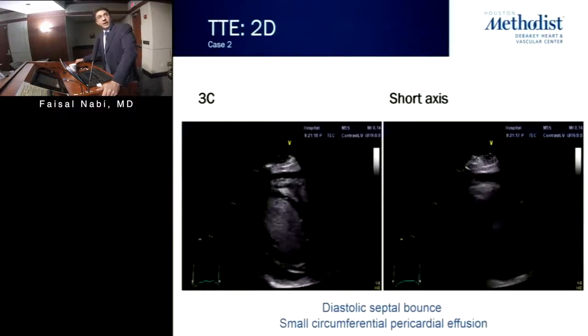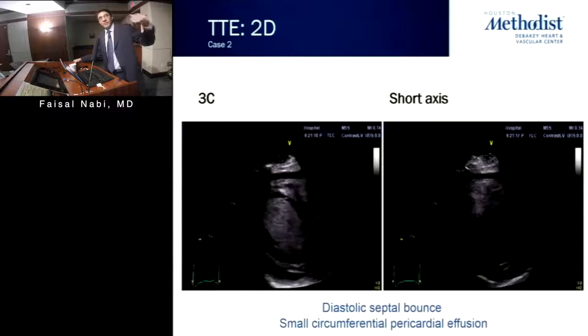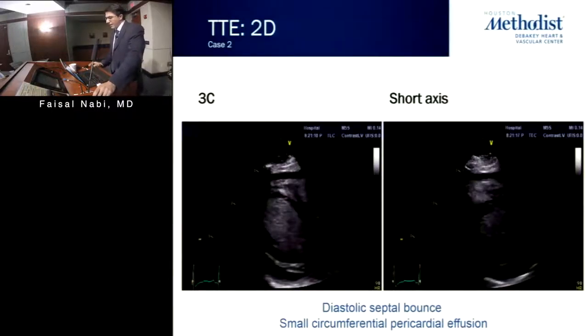And again, I chose the contrast images because I hope you'll appreciate that there is a bounce of the septum. We call this a diastolic septal bounce or diastolic shudder. And then you can see the clear black space around the heart, which would be indicative of a small circumferential pericardial effusion.